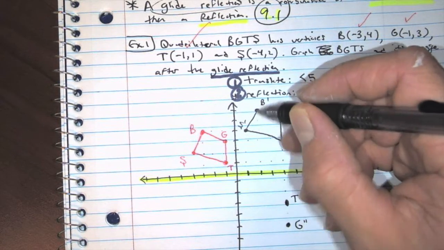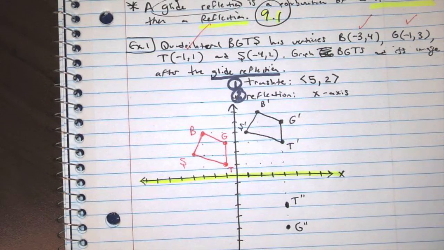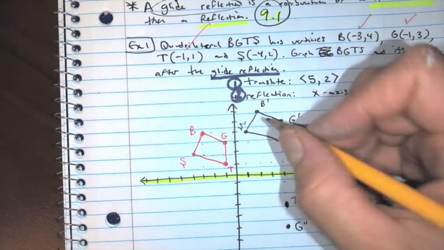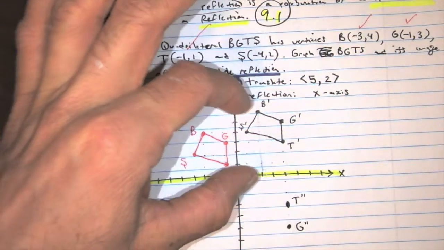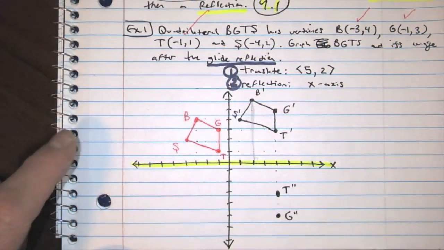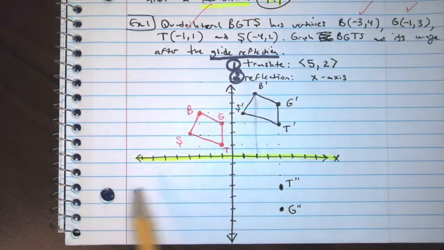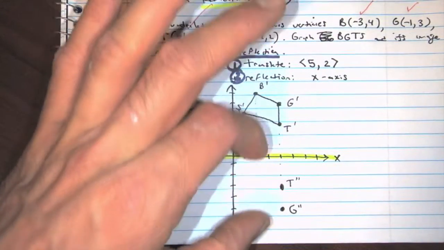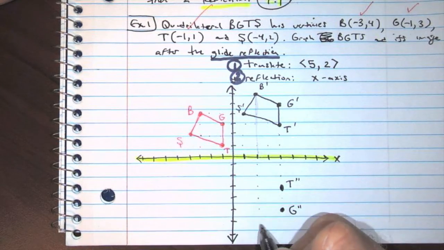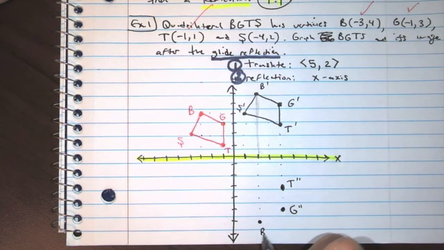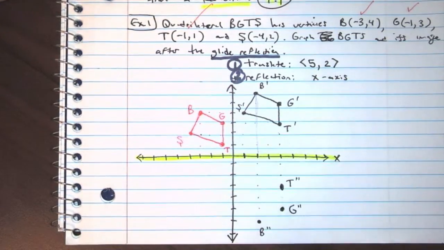I'm counting 6 away. Here, if you're like, Mr. Kosal, what are you doing? You're looking at the perpendicular distance. So the perpendicular distance from B to the x-axis, the line of reflection, is 6. So go 6 on the other side. 1, 2, 3, 4, 5, 6. There's B double prime.